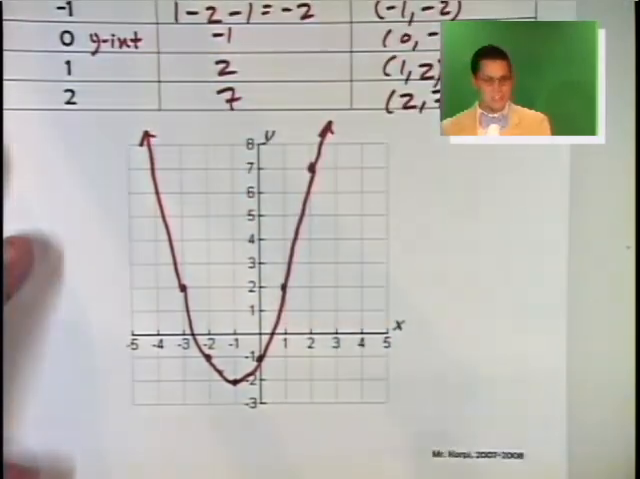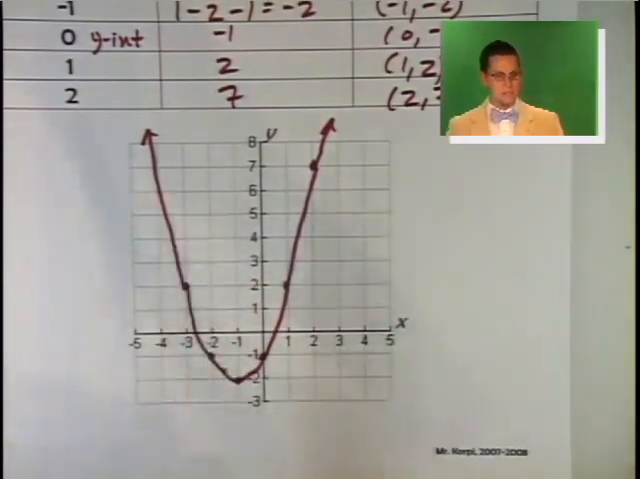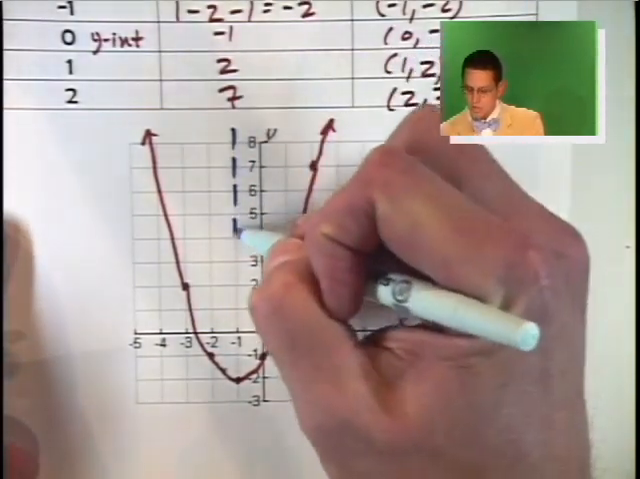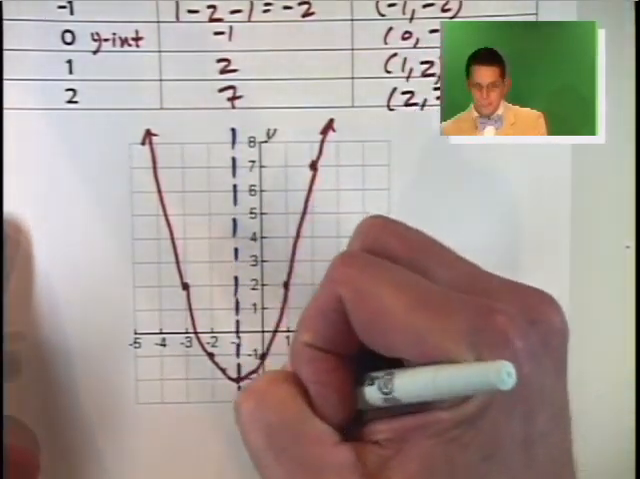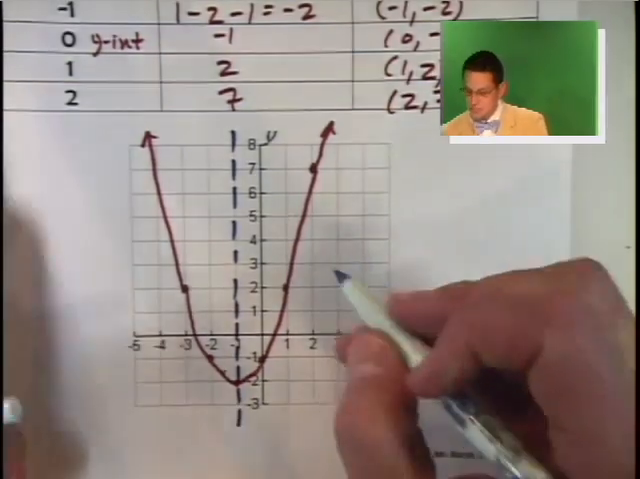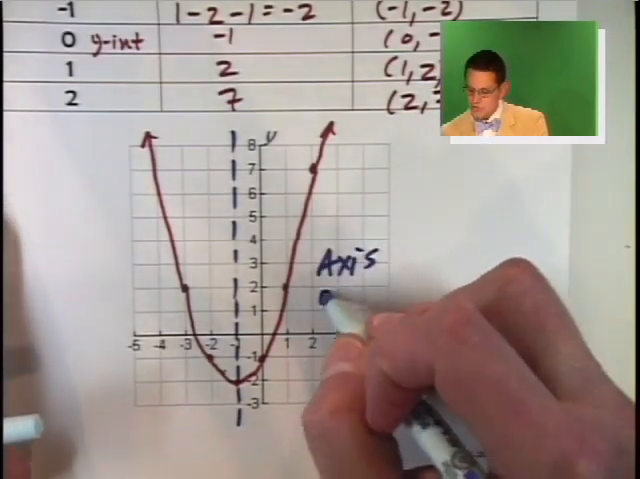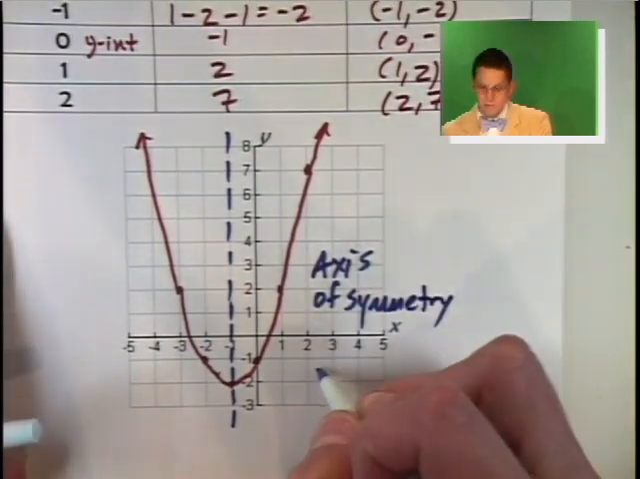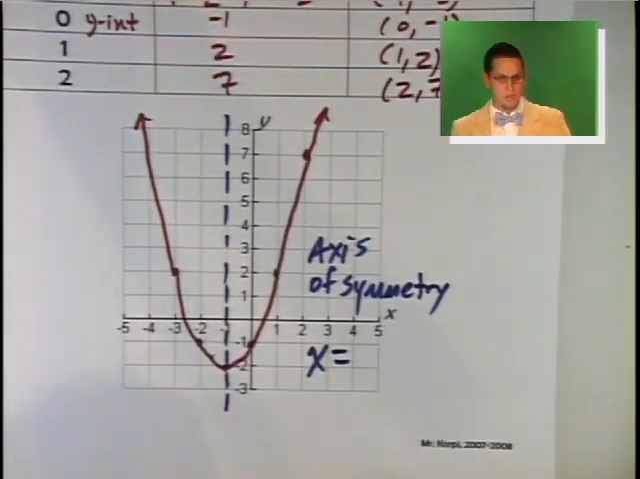Now, do you notice any type of symmetry to these points? Well, a line of symmetry is basically a line that we can fold this on so that it would coincide with itself, okay? Kind of like this. That line of symmetry is going to run right down the middle of this parabola. It's going to be a vertical line, and we call that the axis of symmetry. And the axis of symmetry is going to be a vertical line, so it's going to be of the form x equals. Now, how do we find what that value of x is?